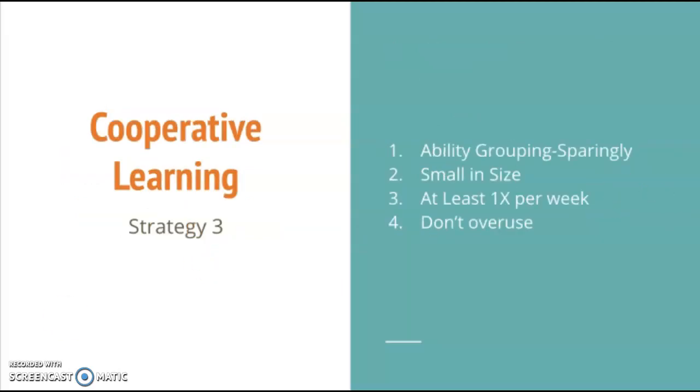The third strategy we're going to look at is cooperative learning. Great ways to promote cooperative learning in class is by ability grouping, using that sparingly, and then also keeping groups small in size. Groups should not be super big. Four to six kids is usually a good standard group.